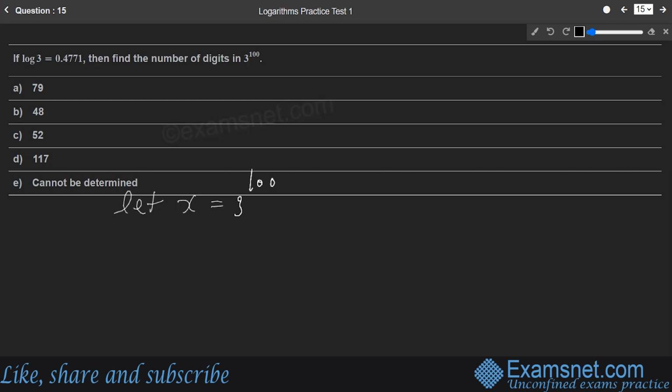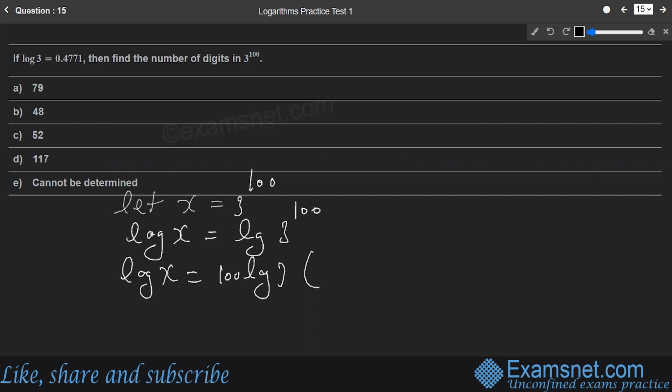What is that trick? Let us assume x equal to 3 to the power 100. Let's take log on both sides. If you take log on both sides, what will happen? Log x is equal to log of 3 to the power 100. On the left hand side, it is as it is. Now on the right hand side, you can use a property. It is 100 log 3.